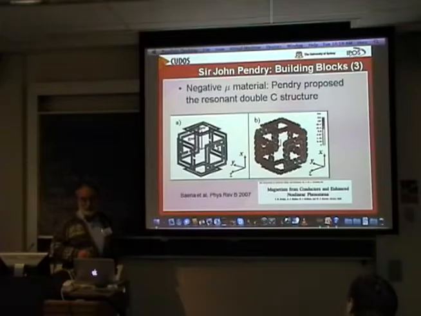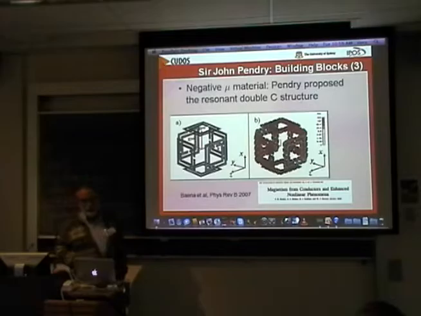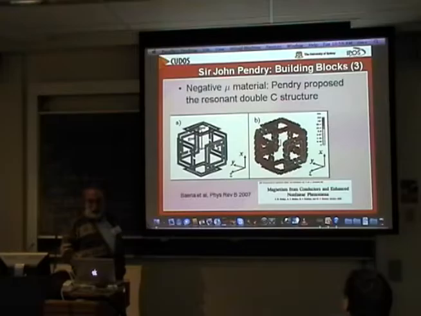People started at longer wavelengths, microwaves, and worked towards the visible, refining and adapting the design to make it work at ever shorter wavelengths. So, in fact, it has been demonstrated in near visible wavelengths that you can get these magnetic resonances.